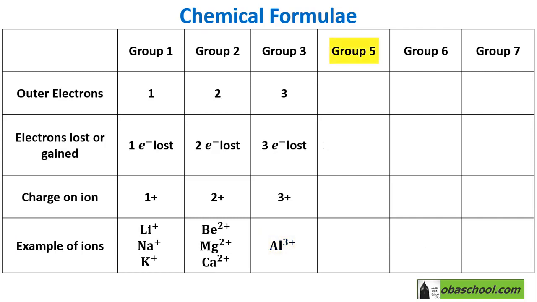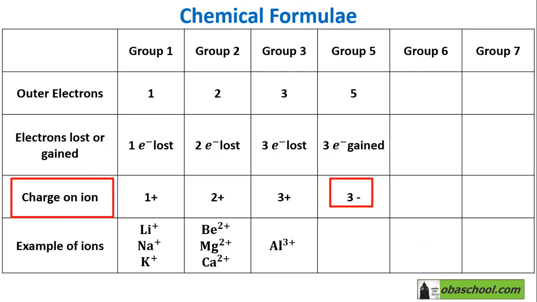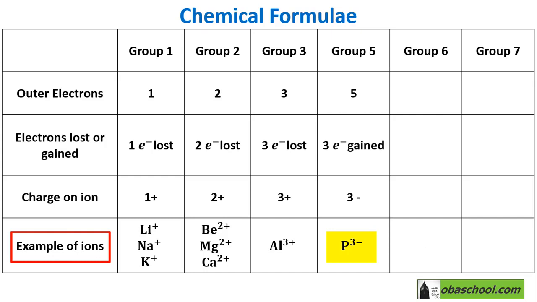Group 5 elements always have 5 electrons in their outer shell, and they have 3 electrons gained when becoming an ion. The charge on their ions is always 3-, and P3- is an example of an ion in group 5.